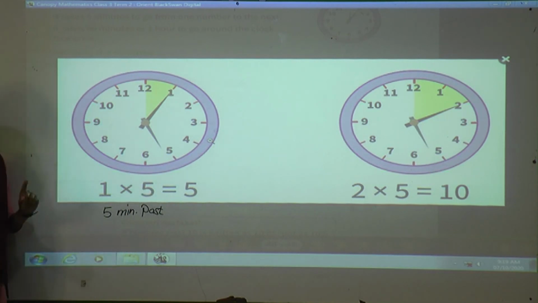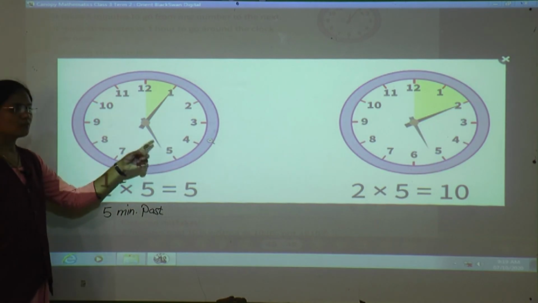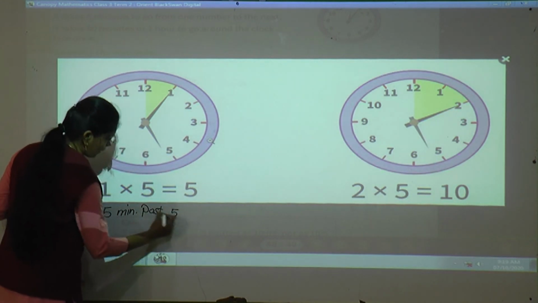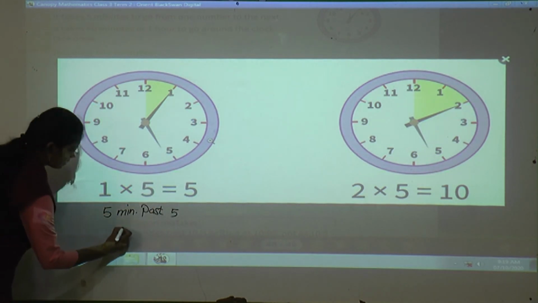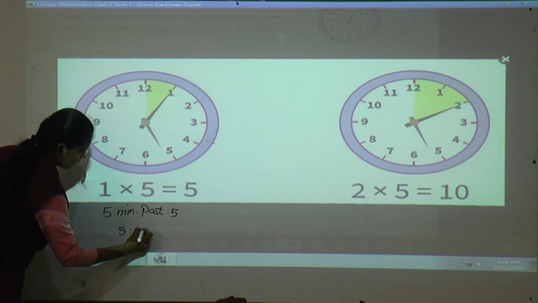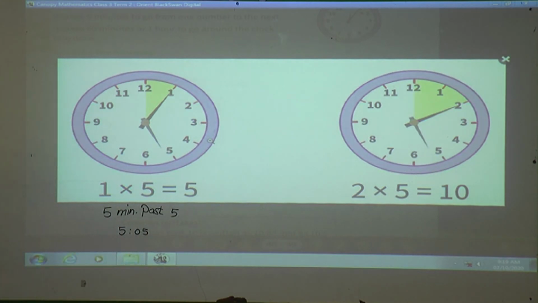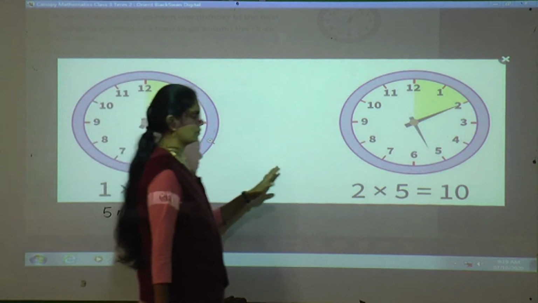Now you have to see where the hour hand is. It is on 5. So here we will write 5. 5 minutes past 5. What is the time? 5 minutes past 5. Now see this second clock here.